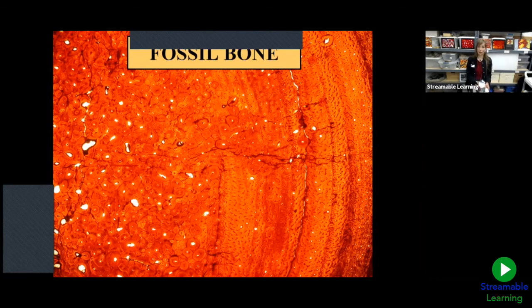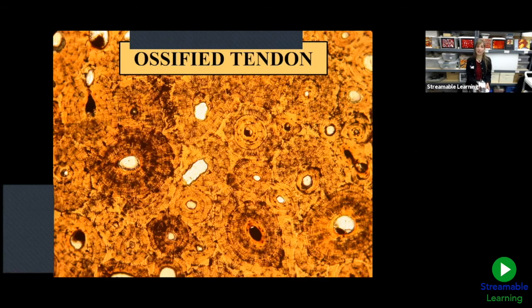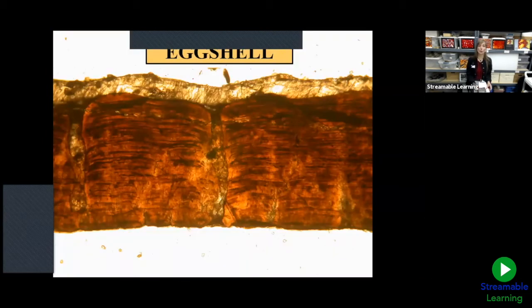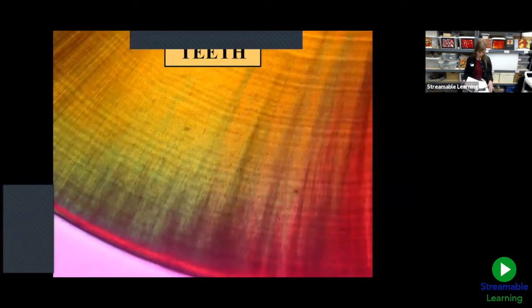So we look at fossilized bone, as in this Tyrannosaurus rex rib, which is very well preserved. We can also look at ossified tendon. We can look at eggshell, and we can examine dinosaur teeth.